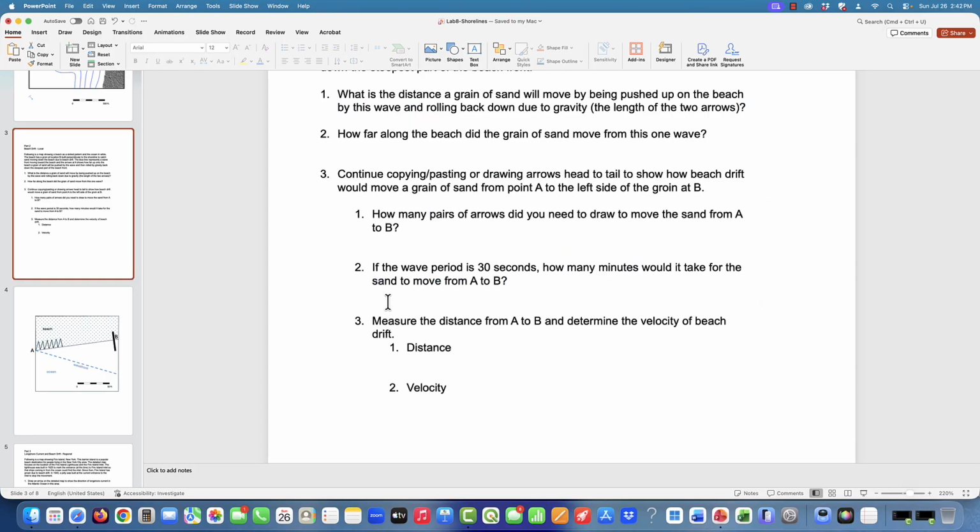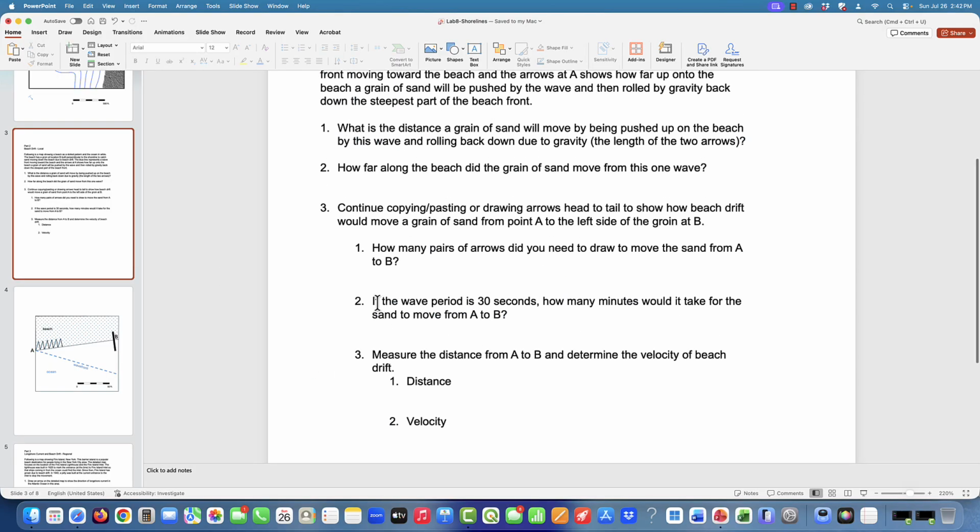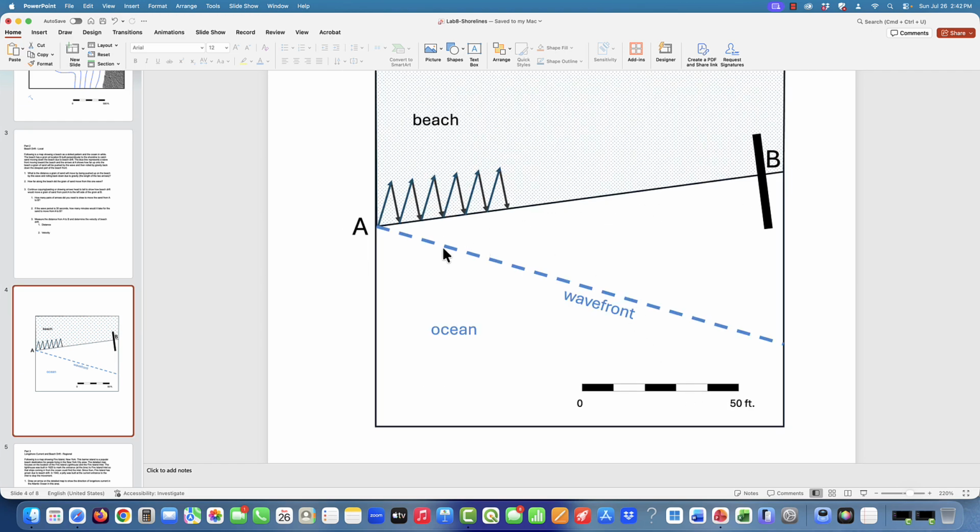So given that information, you should be able to answer this question on both the timing and the distance of how far that grain of sand has traveled, both along a straight line and the zigzag line that it's followed, based on your measurements.